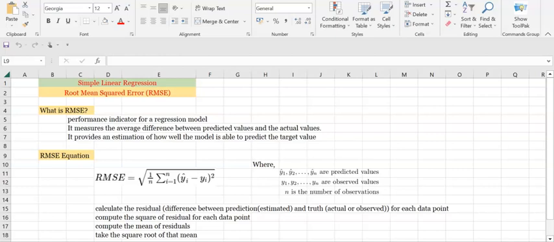The root mean squared equation is given here, where ŷ1, ŷ2 and so on are predicted values, y1, y2, y3 are observed values, and n is the total number of observations. So it calculates the residual. Residual is nothing but the difference between the predicted value and the observed or actual value for each data point. From this, compute the square of the residual for each data point, compute the mean of the residuals and take the square root of that mean.